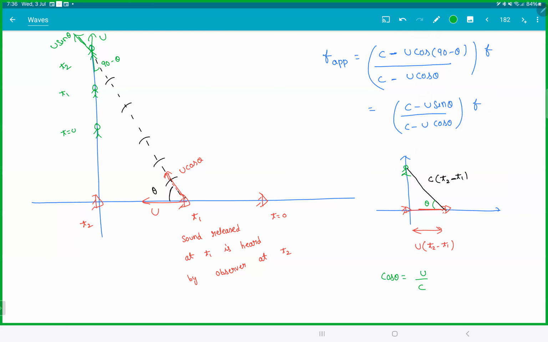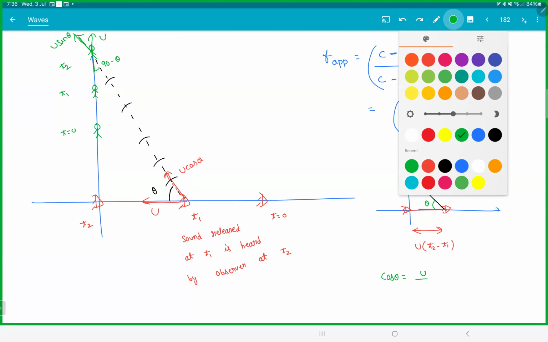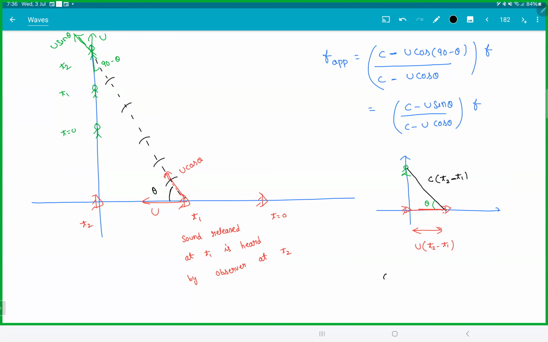I don't need T1, I don't need T2. What I want is a ratio. The time taken for the sound to go from here to here should be equal to the time taken for the vehicle to go from here to here. Both of them have the same times. So that will be u into the time interval, and that will be c into the time interval. So cos theta will be u by c. Is that making sense, everyone? Once cos theta comes, sin theta will also come: root over 1 minus u square by c square. Take that, substitute, you got the answer.